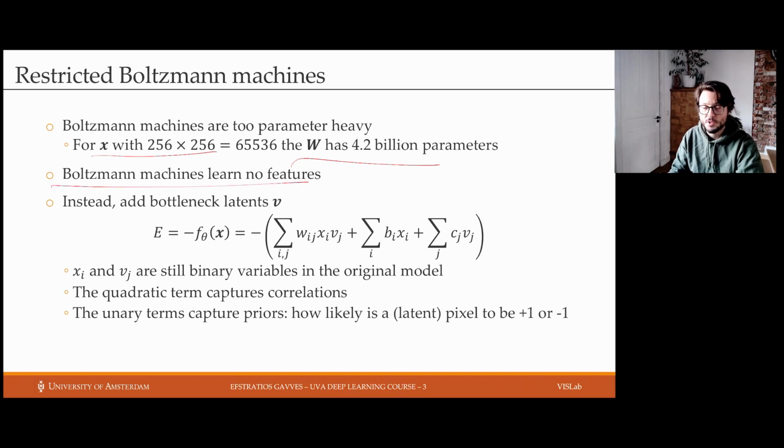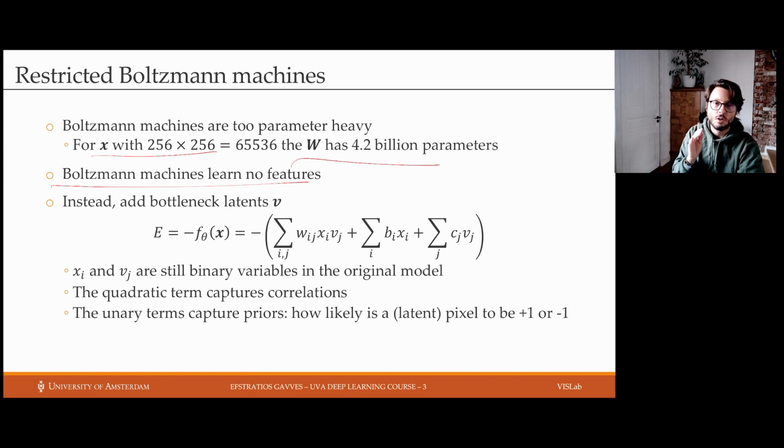What is more, Boltzmann machines do not learn features. They don't have latent variables which we can train such that they capture specific patterns in the data. So what we can do is we take a Boltzmann machine.